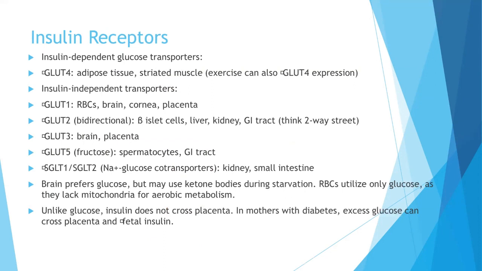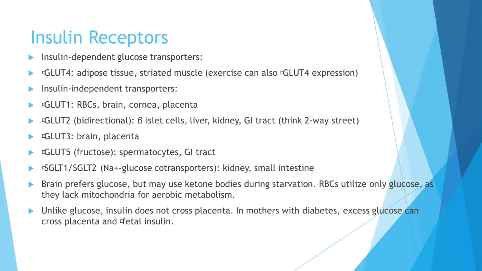Now let's talk about insulin receptors. There are insulin-dependent and insulin-independent transporters. GLUT4 is the insulin-dependent glucose transporter, which is present in the adipose tissue and striated muscle. The insulin-independent ones are GLUT1, 2, 3, and 5, because 4 is already gone. These are present in RBCs, brain, cornea, and placenta. GLUT2 is bidirectional and is present in the beta islet cells, liver, kidney, and GI tract. GLUT3 is present in the brain and placenta. GLUT5 is present in the spermatocytes and GI tract.